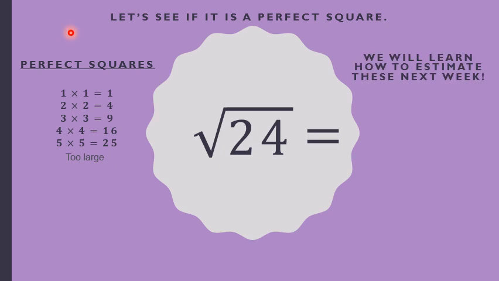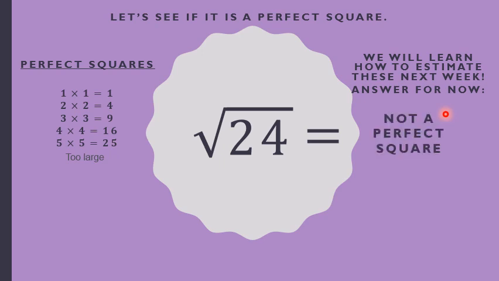So for our answer, we'll learn how to estimate these next week. We just didn't get lucky enough to get a perfect square. Turns out the square root of 24 is not a perfect square. So what we have to do is figure out the best answer we can. For right now, I just want you to write your answer is not a perfect square. The square root of 24 is not a perfect square. That's all we care about. If it's a perfect square, I want you to write the answer. And if it's not a perfect square, just write the words, not a perfect square.